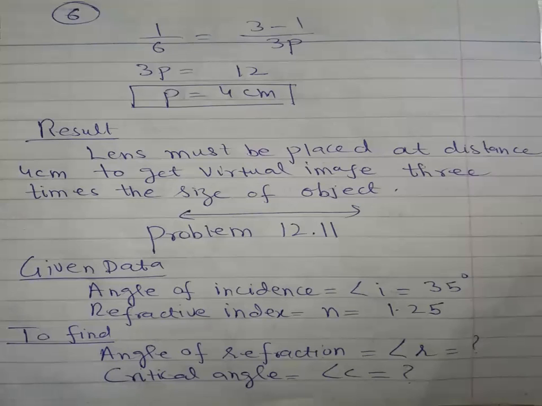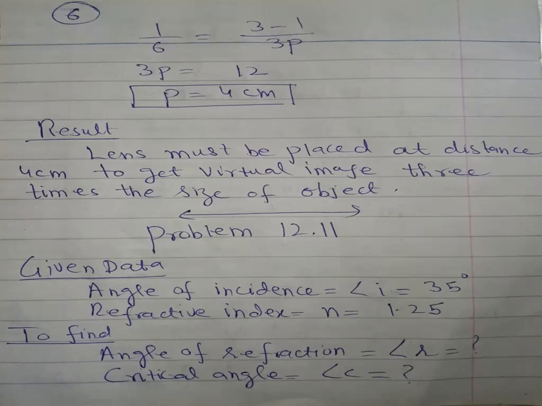Now I'm moving towards problem 12.11. I'll read the statement first. A ray of light from air is incident on a liquid surface at an angle of incidence 35 degrees. Calculate the angle of refraction if the refractive index of the liquid is 1.25. Also calculate the critical angle between the liquid-air interface. I repeat, a ray of light from air is incident on a liquid surface at an angle of incidence.